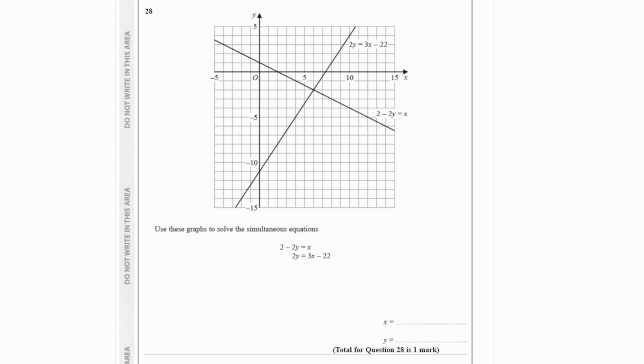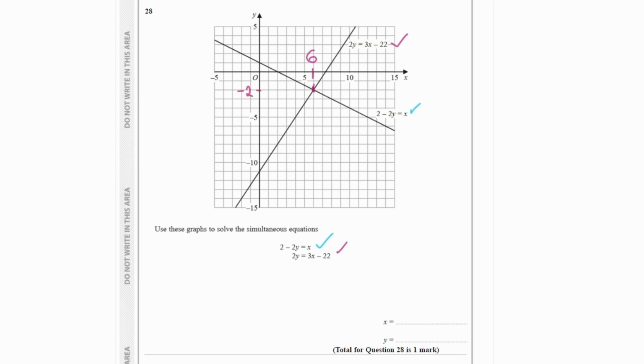Question 28. Use these graphs to solve the simultaneous equations 2 minus 2y is equal to x and 2y is equal to 3x minus 22. Whenever we are solving simultaneous equations graphically, we just need to look at where both the line graphs intersect. So the first line graph has been given to us, and the second line graph has also been given to us. This is the point of intersection, and if we read the x-axis, the x-coordinate there would be 6. The y-coordinate here would be minus 2.